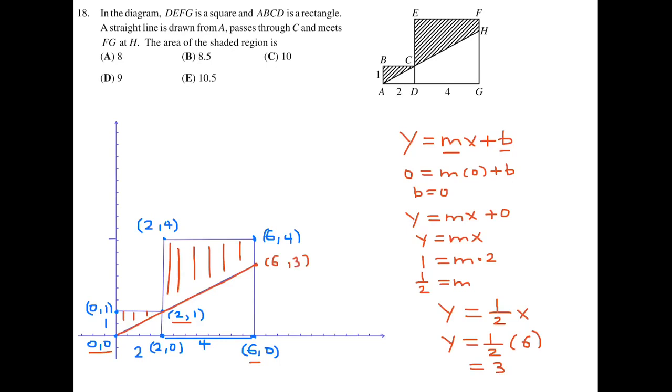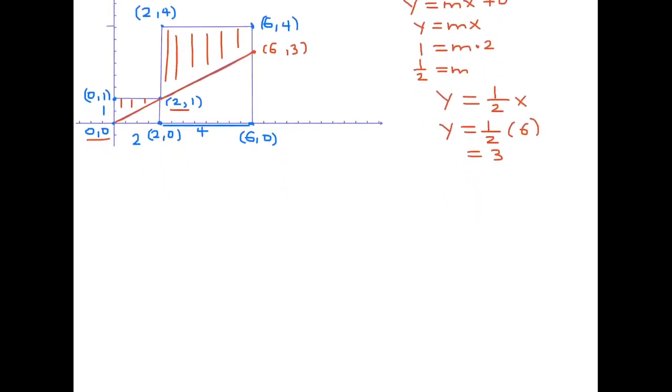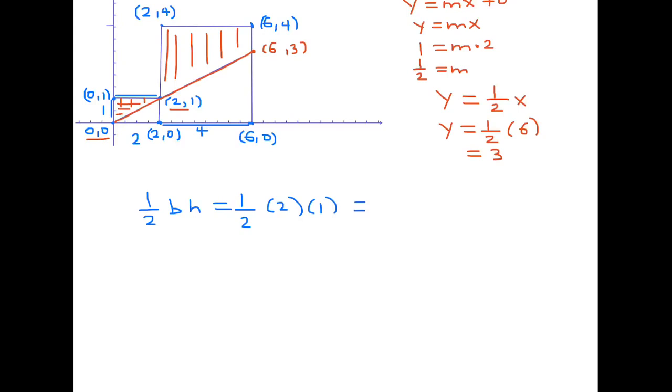All right? And therefore, now we can figure out the area of the shaded region. So the first shaded region, which is right here, is just a triangle. So its area is 1/2 base times height. The base is from here to here, which is 2. And the height is from here to here, which is 1. So that is just 1.